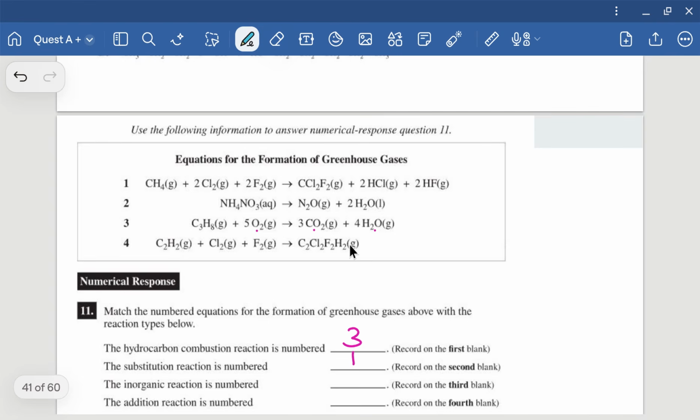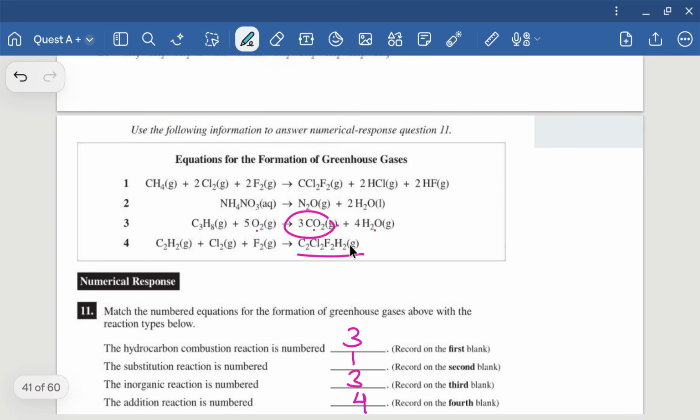Something that is inorganic. Here, inorganic, it looks like that is number 3, because we have carbon dioxide as inorganic as a product. Above with the inorganic reaction is that. And then the addition reaction, we need to break a double bond, and we're adding on to the molecule, and that looks like number 4. Just want to double check here, inorganic.